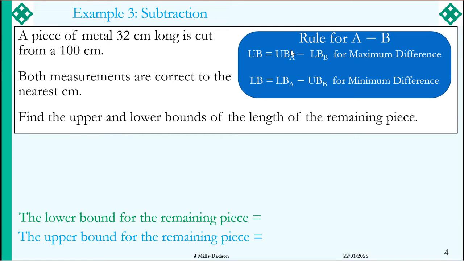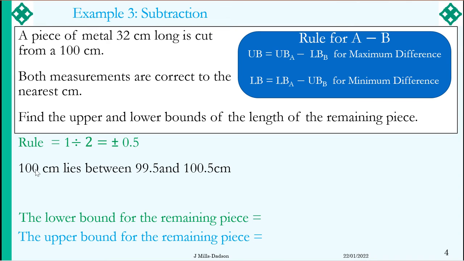For subtraction, to get the upper bound, you take the upper bound of the bigger number minus the lower bound of the smaller number. To get the lower bound, you take the lower bound of the bigger number and you subtract the upper bound of the smaller number. So let's see. Our rule is 1 divided by 2, so plus or minus 0.5 because it's nearest 1 centimeter.